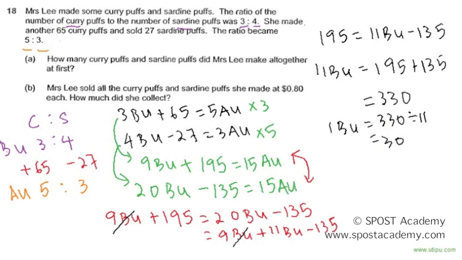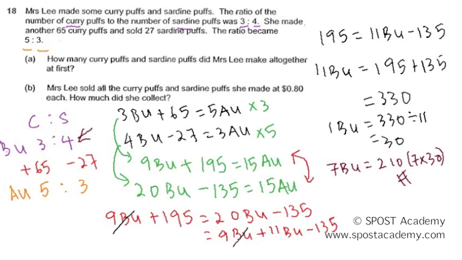Since the question is asking how many curry puffs and sardine puffs Mrs. Lee made all together, the answer would be to find the before units. The before units, there's a total of 7 here. So 7 before units is equal to 210, because 7 times 30. Right? So this is the first answer for A.